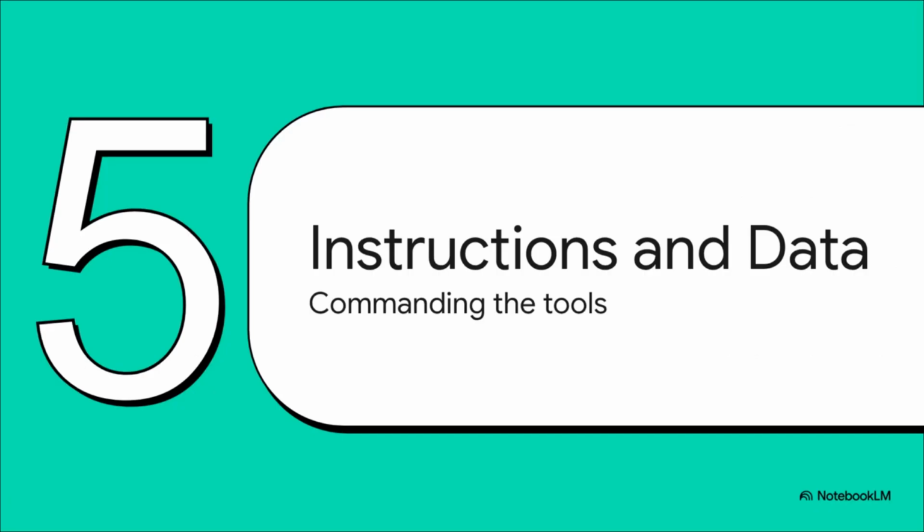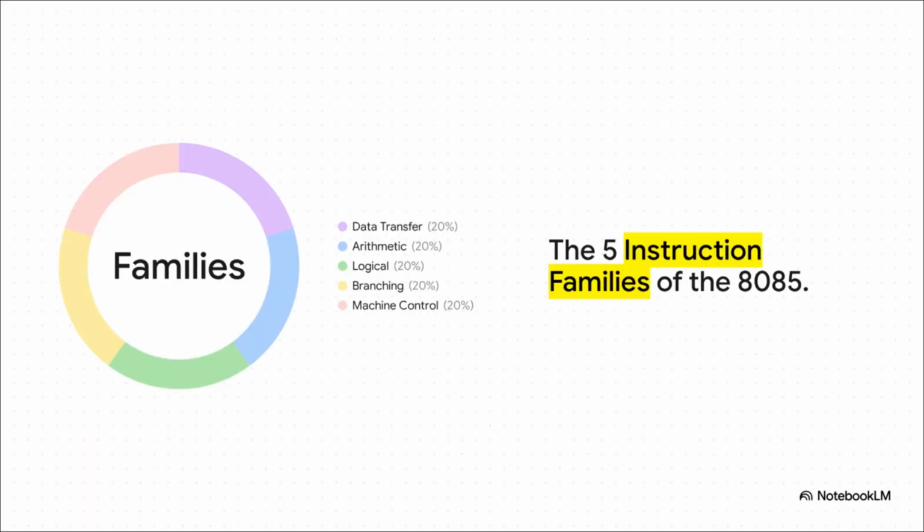Next up, Section 5, instructions and data formats. The 8085 has roughly 74 primary instructions, but again, don't worry, they do not need to be memorized yet. Just recognize that they fall really neatly into these 5 families. You have data transfer for moving things around, like MOV or MVI. You've got arithmetic for math, like ADD or SUB, logical for bitwise operations, like ANA or XRA, branching to jump around your code, like JMP or CALL, and finally, machine control to do things like HLT. Categorizing them like this makes the entire language incredibly approachable.